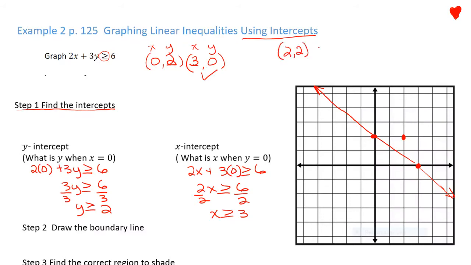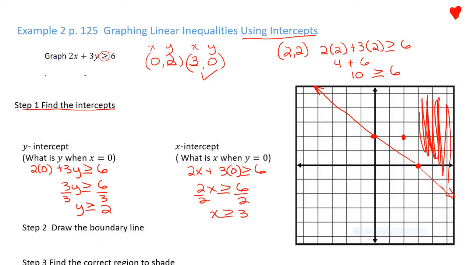Our original inequality said 2 times 2, plus 3 times 2, is greater than or equal to 6. So 2 times 2 is 4, 3 times 2 is 6, 4 plus 6 is 10, greater than or equal to 6. And that is true. So we know that everything in this part of our coordinate plane is going to be true for that inequality. So we can put any number in and that will be true.